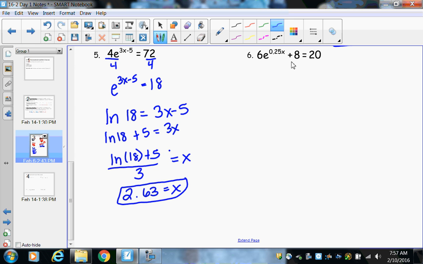Example 6 is similar, but if you notice now we have an addition here, which means we got to work with it first. So I'm going to subtract 8 first.